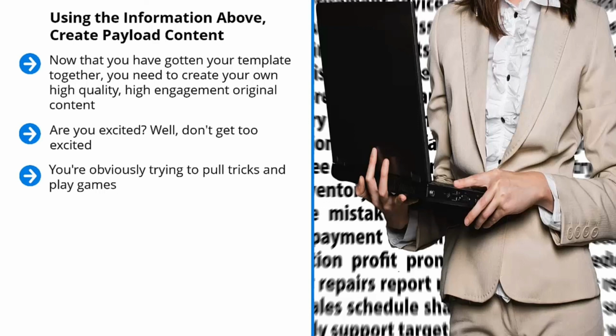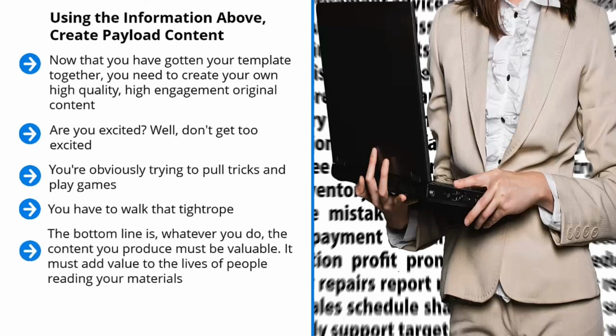But people have to walk away with solid value. You have to walk that tightrope. There's a thin line between shoving stuff down people's throats and providing solid value without asking for anything in return. You have to come up with a decent compromise between the two. The bottom line is, whatever you do, the content you produce must be valuable. It must add value to the lives of people reading your materials. That's how you build credibility. That's how you get people to get excited about your mailing list.